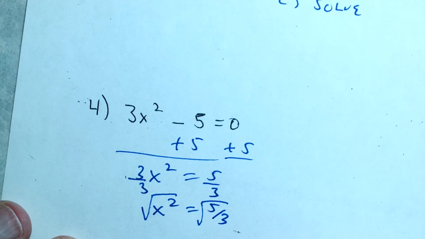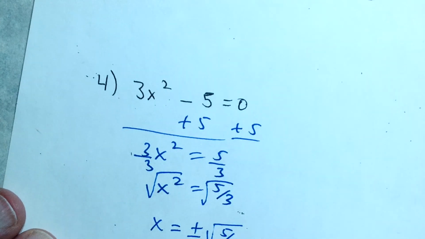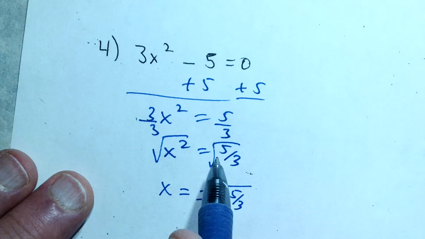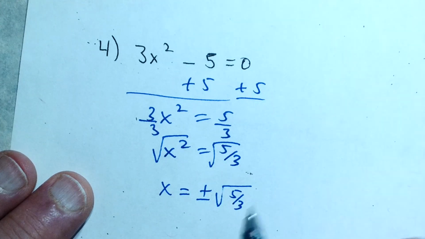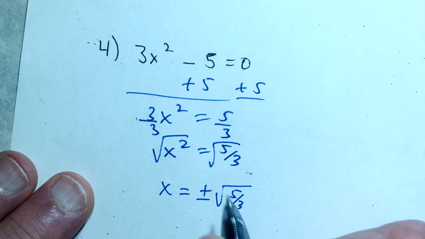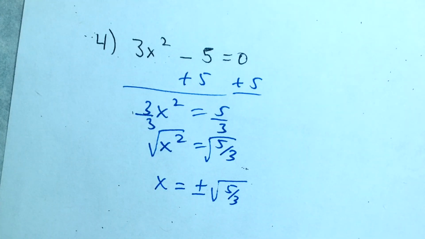the square root of 5/3. When I took the square root of both sides, I got plus or minus the square root of 5/3. But right here, at this point, I could simplify this radical form into a more efficient form, but I'll learn about that in Math 95, and we'll accept this as an answer in Math 65.